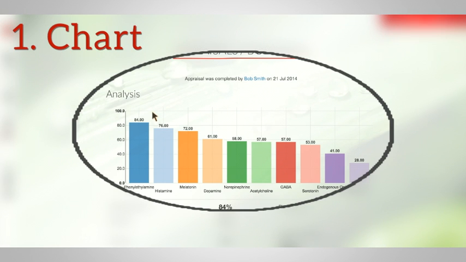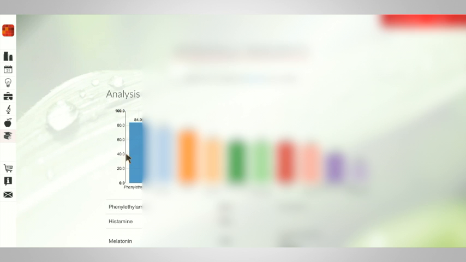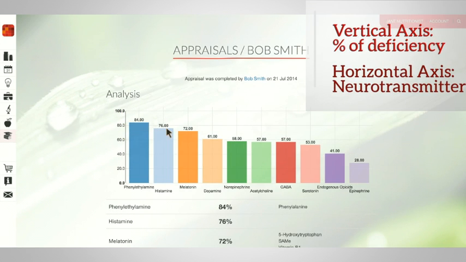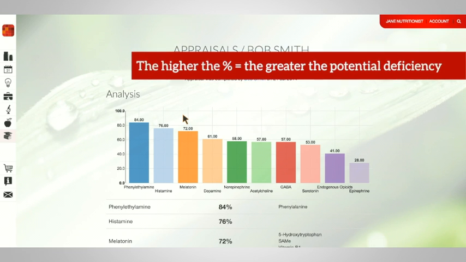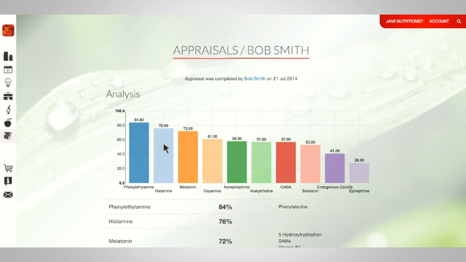The first is, of course, the chart here. Now, the y-axis, 0 to 100, refers to 0 to 100%. And these 84, 76, or 84%, 76%, etc. Now, the higher the graph or the greater the percentage, the more deficient that patient potentially is in that neurotransmitter. So that's the first area of the screen.